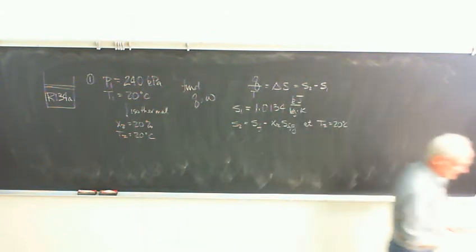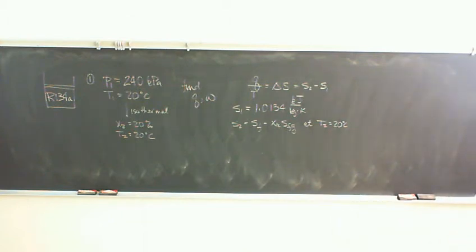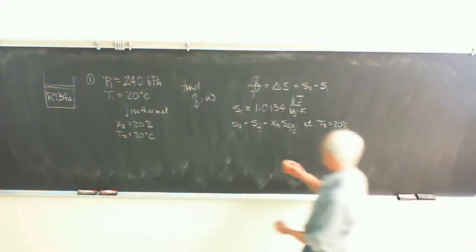20 degrees Celsius. We know we're under the dome because we have a quality of 20%. So we can go back to the temperature table, since that's the thing we have. We don't have pressure two, we only have the temperature two. Oh, how convenient. It's right there in the top row. Life always turns out like that. And there's entropy in the third column there. And that's all we need.